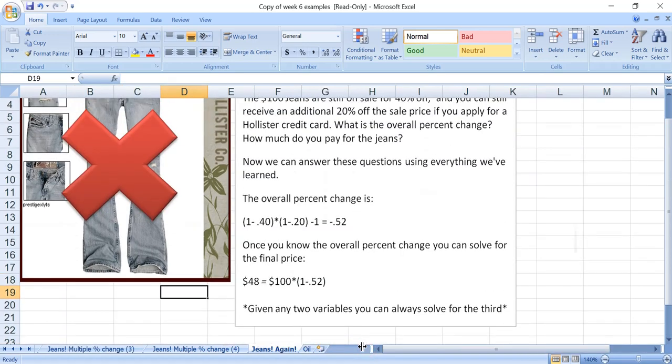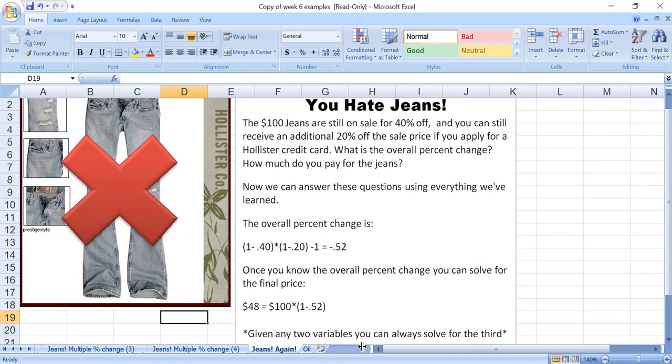So now, if we were doing this in the get-go, if this was the question: the jeans are on sale for $100, they're 40% off, and you gain an additional 20% off if you apply for the credit card. And I say, what's the overall percent change? How much do you pay for the jeans? We would be able to answer all these questions using what we've learned so far.